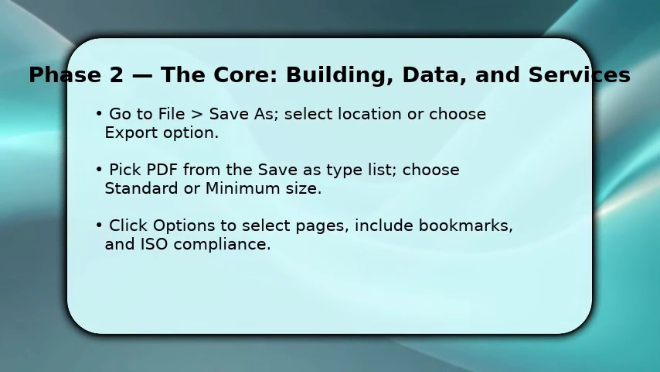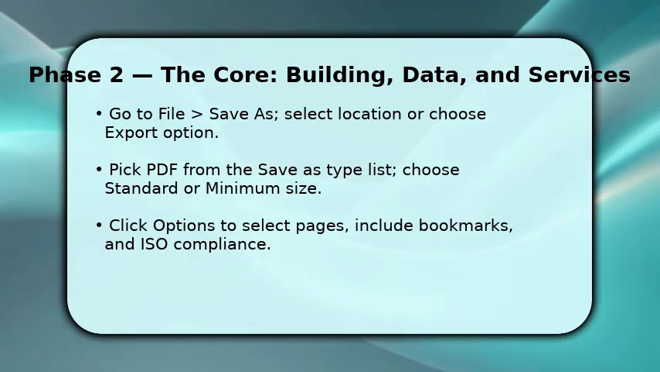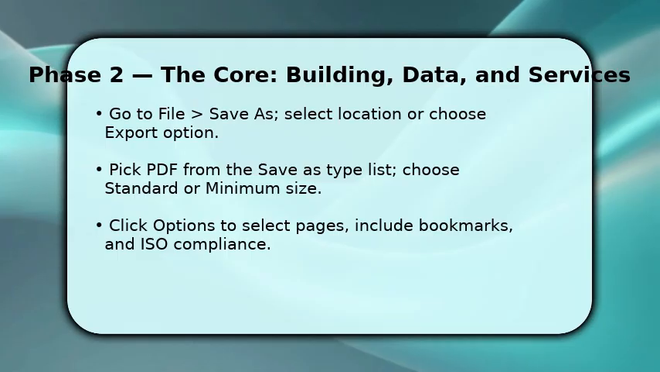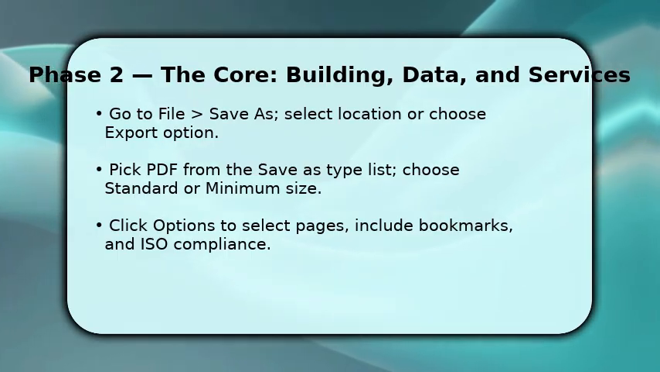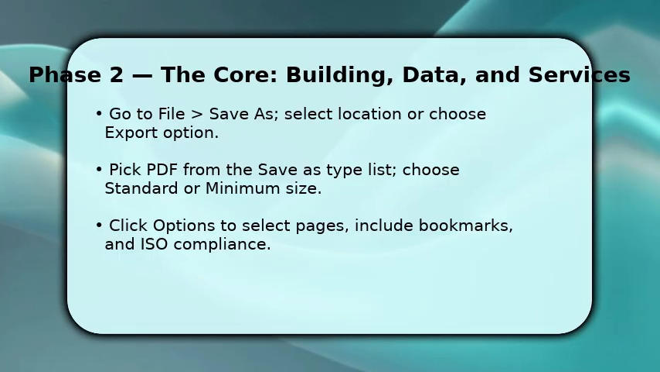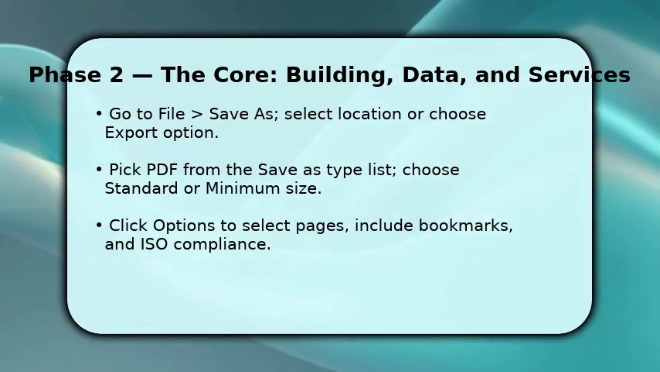Now you'll convert. Go to File and choose Save As or Export, then select PDF as the file type. Choose Standard for high-quality printing or Minimum Size for email. Click Options to control what gets exported.